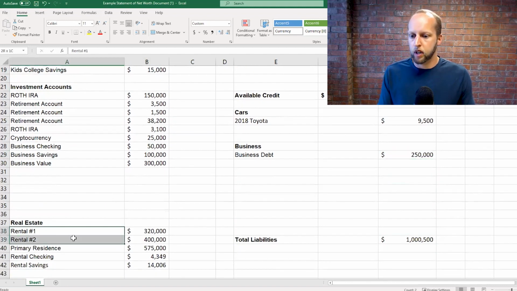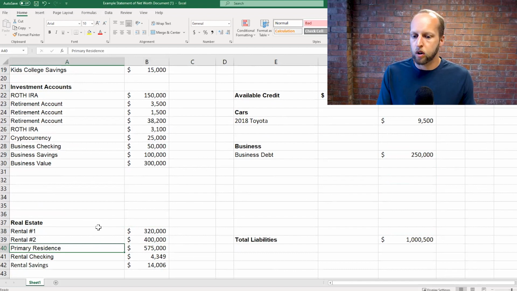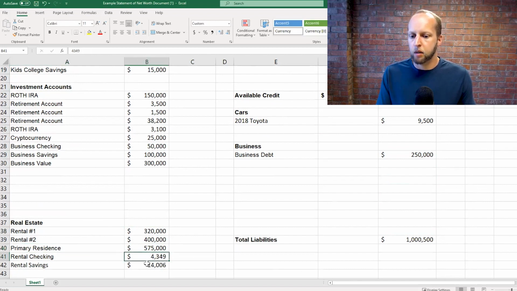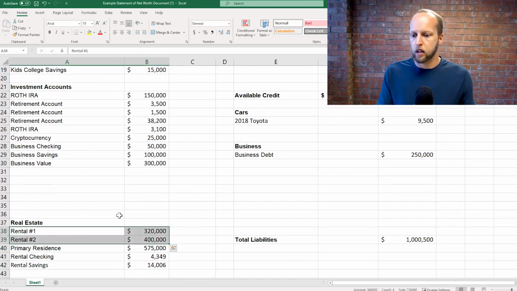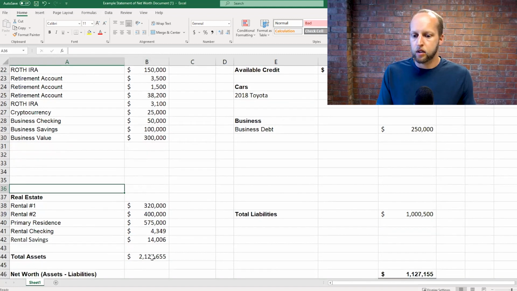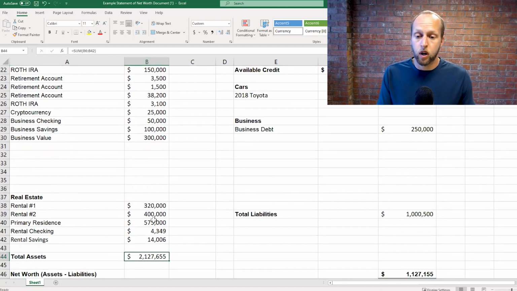So they've got a couple of rental properties and you can see the values of those. And then they have a primary residence. They own their own home. And then they've got a couple of cash accounts here for the rentals, so a checking and savings account for these two right here. So that is total assets, 2.1 million.